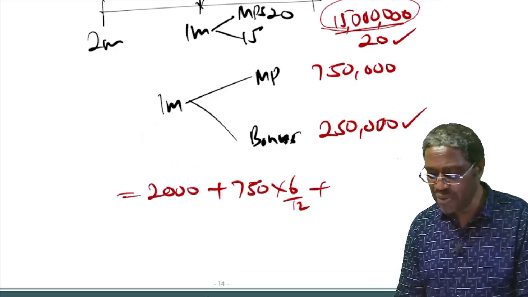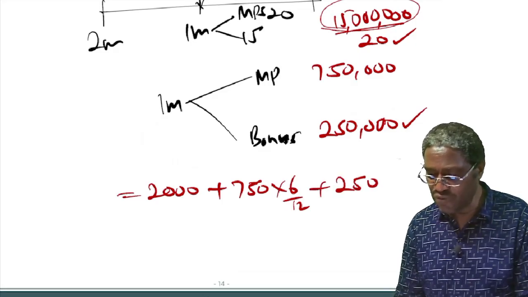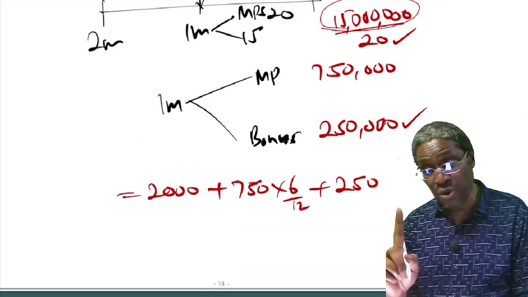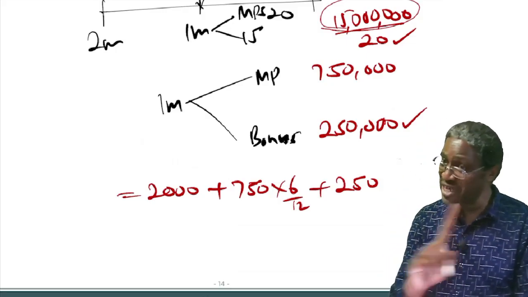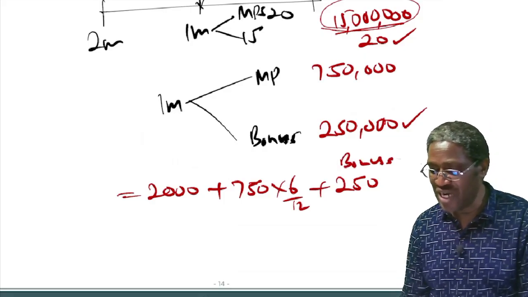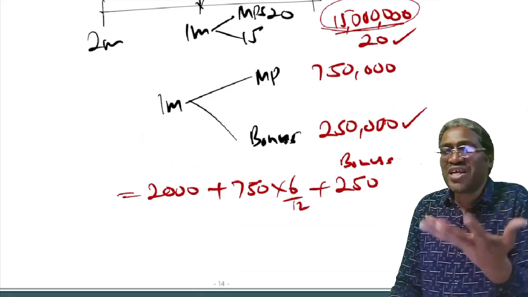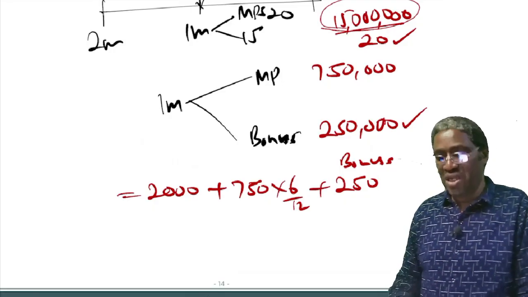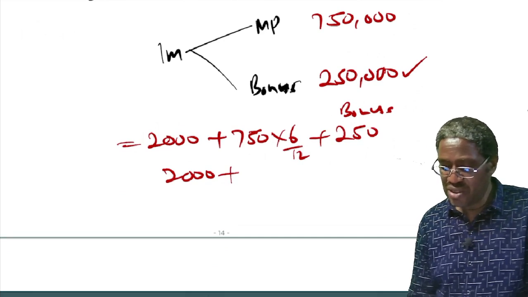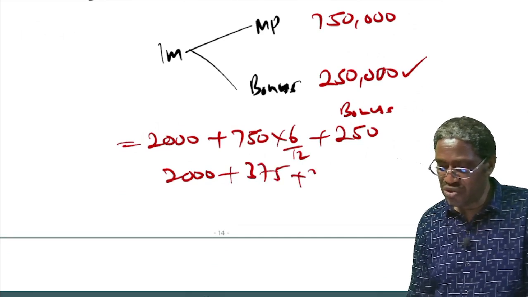Then I come and say plus the bonus element of 250. The rule for bonus we have already agreed. They are never weighted. Bonus shares we have already said they are never weighted. Why? Because they are assumed to be issued at the beginning of the year. So this will be 2,000 plus 375 plus 250.